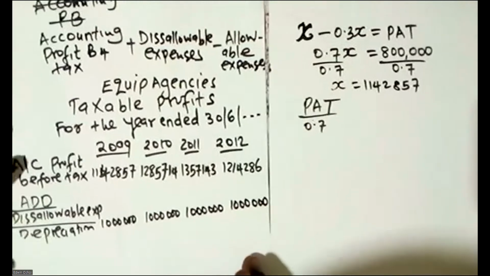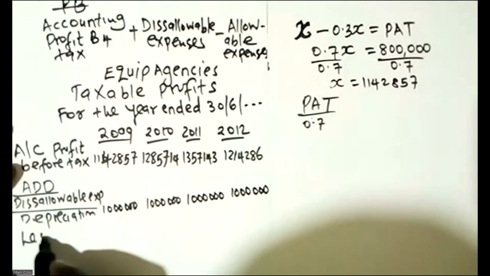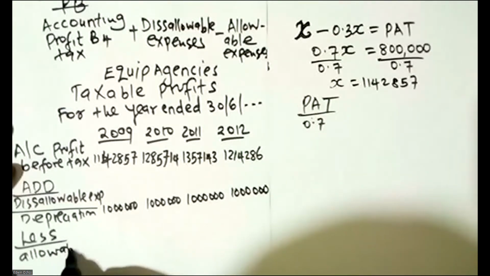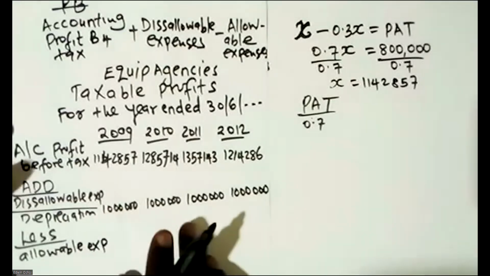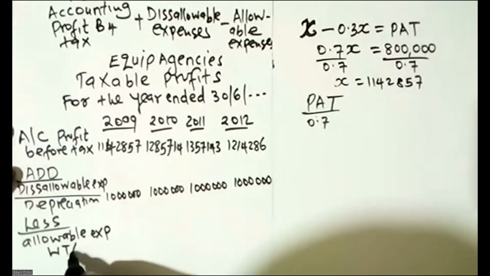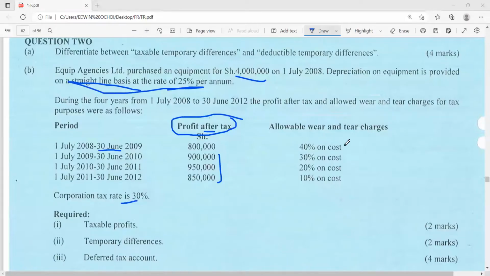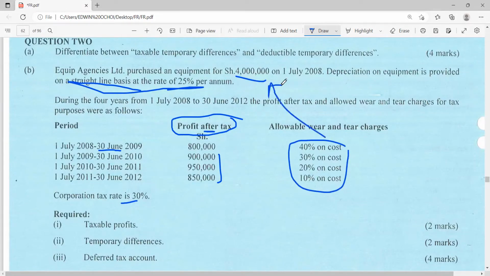Then now after that we raise the allowable. So the allowable expenses are the things like wear and tear allowances, WTA. So based on these percentages on the asset, so 4 million times 40%.